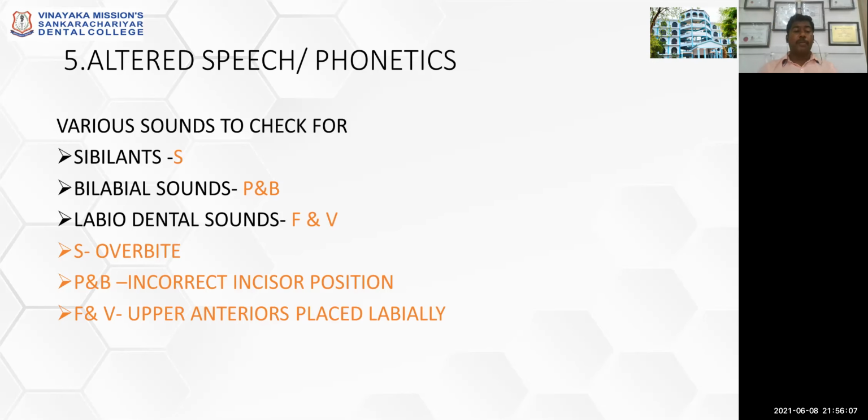Then P and B, which are bilabial sounds: incorrect incisor position. That means you've not positioned your anteriors properly. F and V: upper anteriors are placed too labially. So if F and V are not produced properly, that means you placed your anteriors proclined or labially.